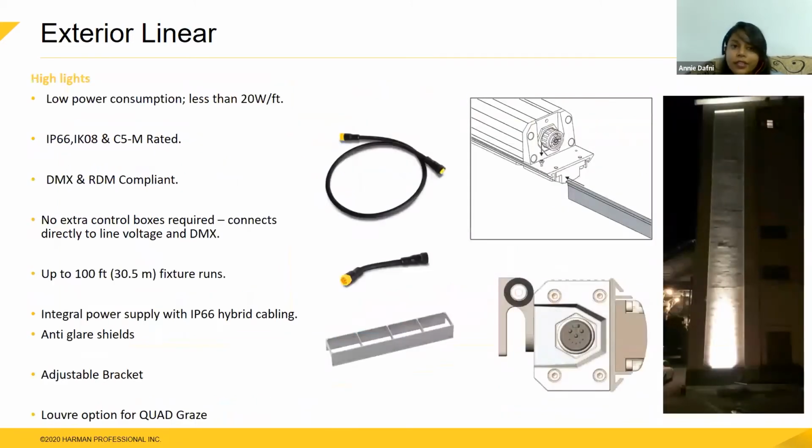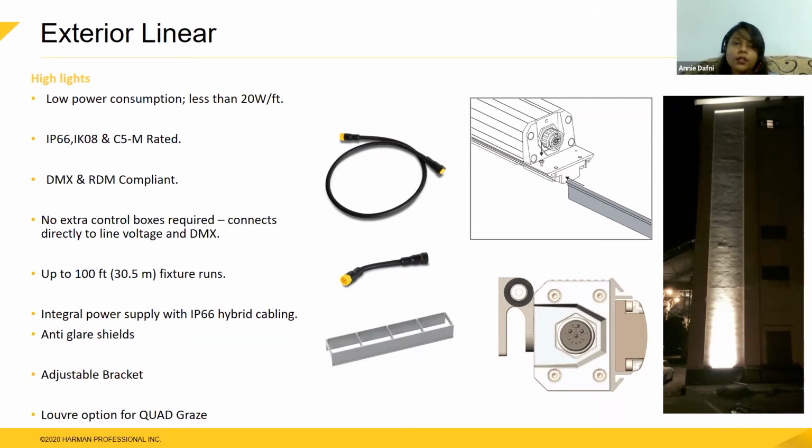So the exterior linear fixtures, they consume about 20 watts per foot, and they have an IP66 rating, IK08, and C5M corrosion resistance rating. And they are also DMX as well as RDM compliant. The biggest advantage of these fixtures is they can be connected end to end in a chain, and also they don't need any extra control boxes or drivers to actually run them. You can directly connect them to the line voltage, and you can power them through that.